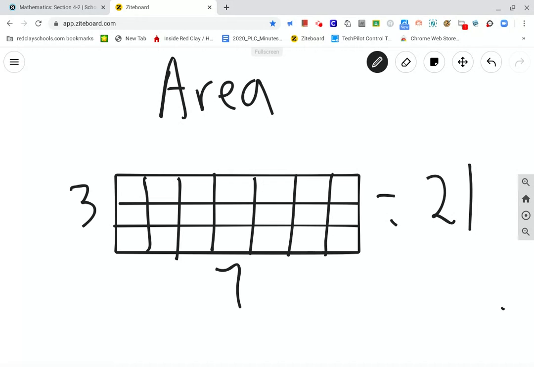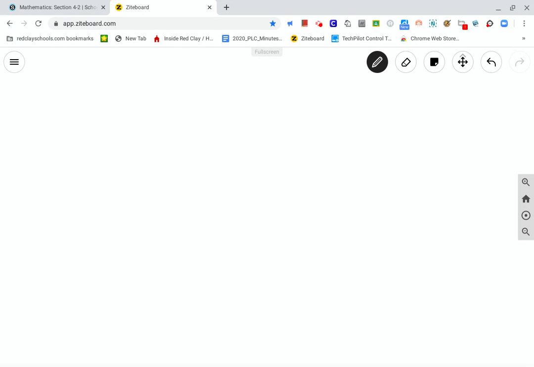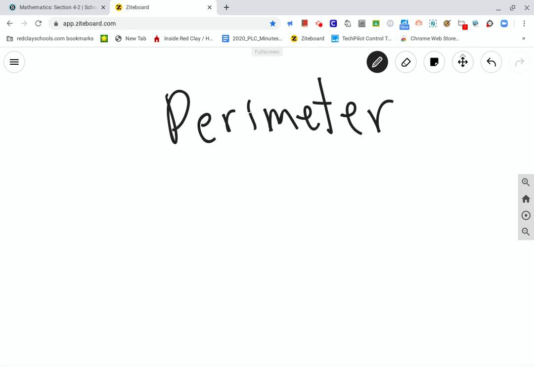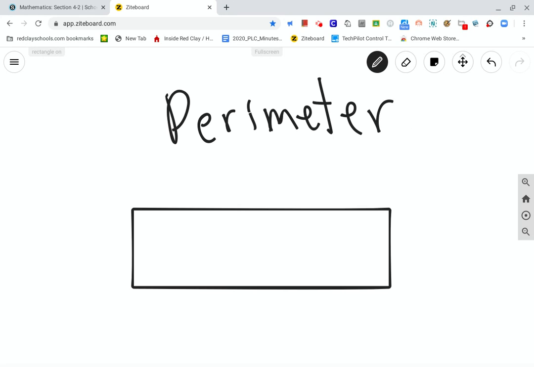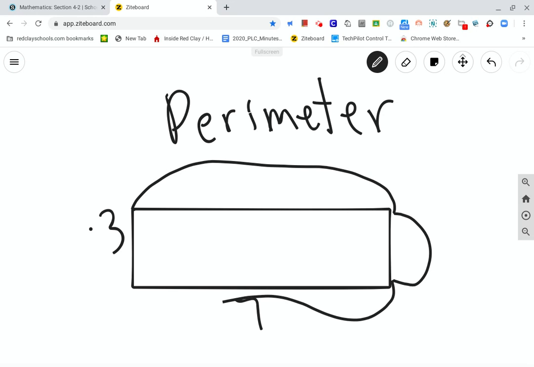Now, our other focus this week is something a little different we haven't gone over, and that would be the perimeter. The perimeter also has to do with geometry, but instead of trying to find the space inside, if I had the same rectangle, and again this side was 3 and this side was 7, I'm not worrying about what's inside. I'm worrying about the distance around the shape, meaning if I went from here to here, from here to here, and back to the beginning, how long did I go?